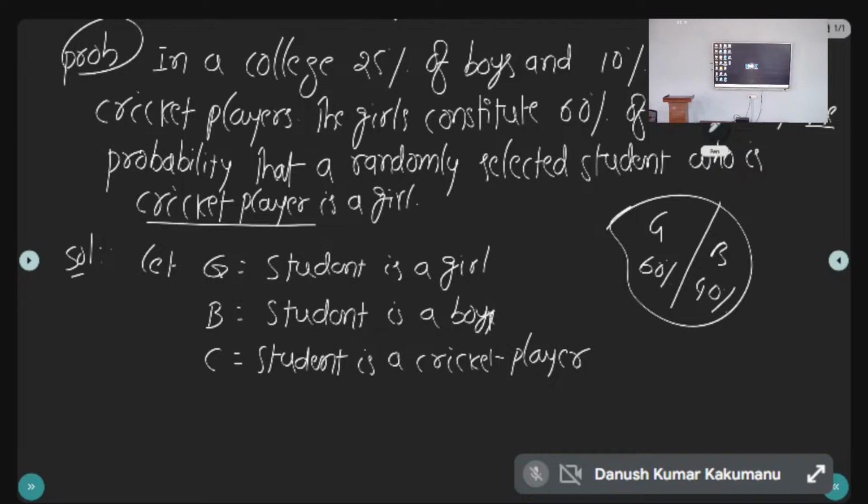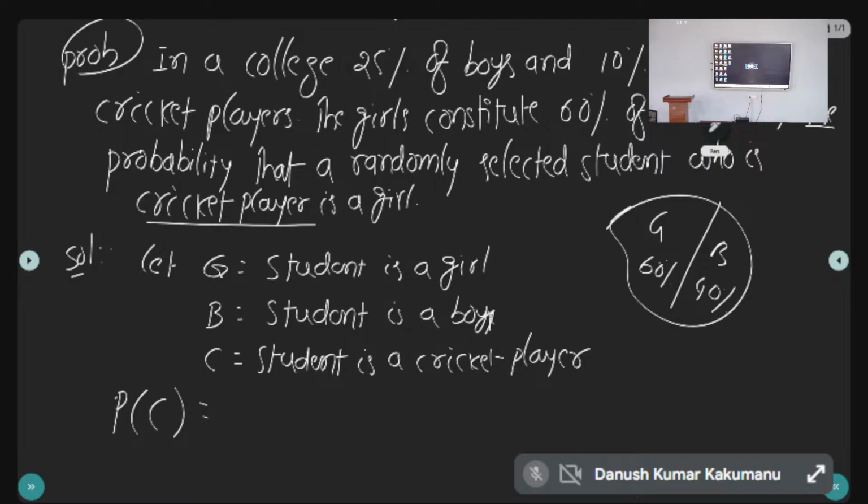Cricket player goes to the denominator, girl comes to the numerator, or not? Yes. Now one student I have selected randomly. The probability that the student is playing cricket, I have to prepare first, or not? The probability that a selected student is playing cricket. Selected student is a cricket player means two possible options are there. Tell me what are they? The student may be a boy or may be a girl.